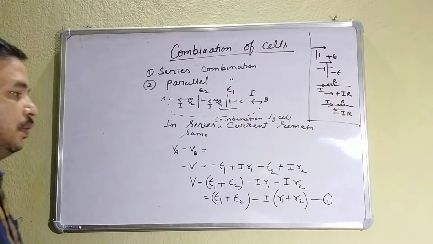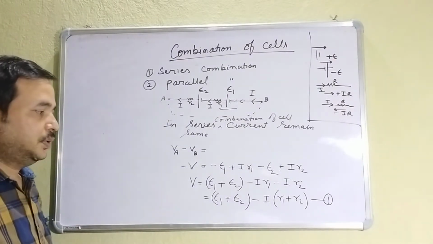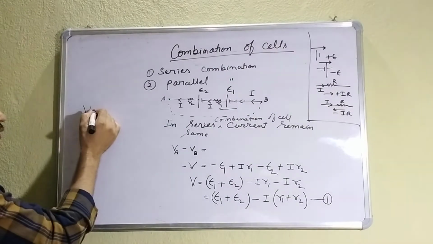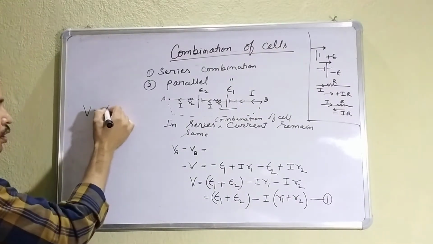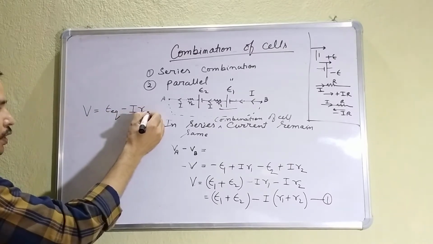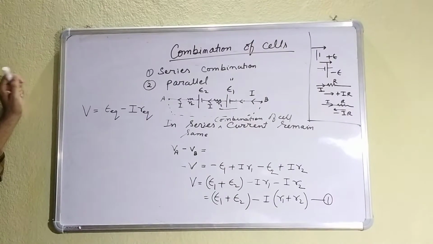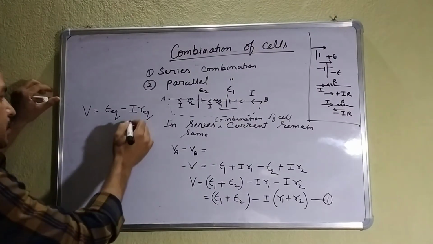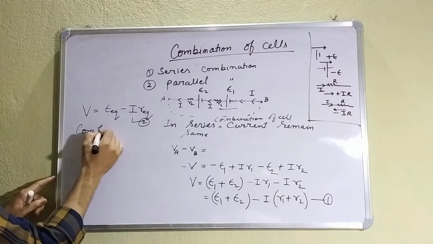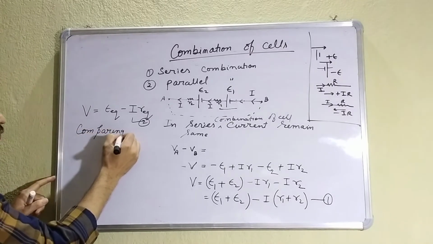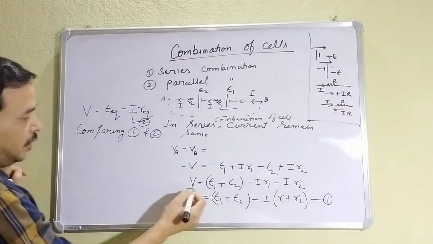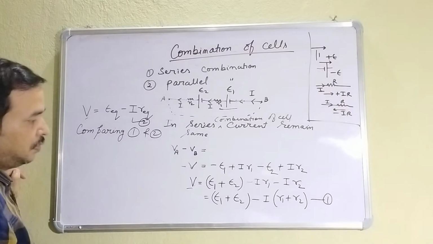Now if you remember the terminal voltage formula, how do we write terminal voltage? V is equal to E equivalent minus I R equivalent. In this way we were writing the formula for terminal voltage. This is equation 2. Now comparing 1 and 2, here it is terminal voltage, here also terminal voltage.